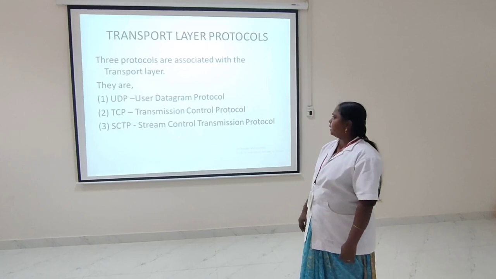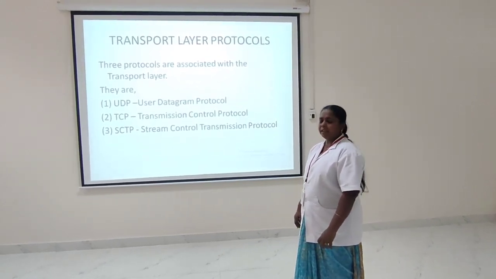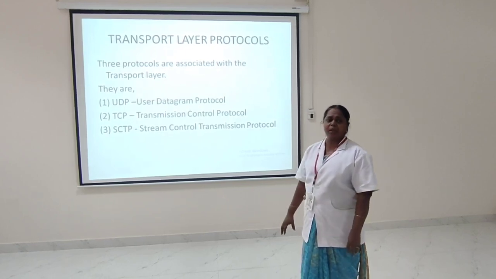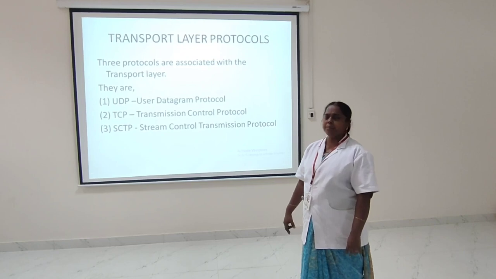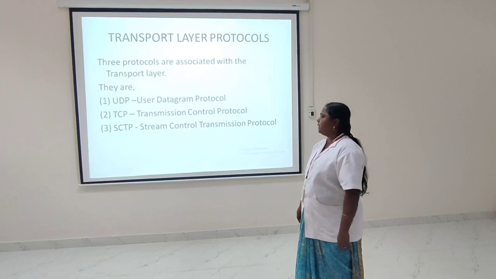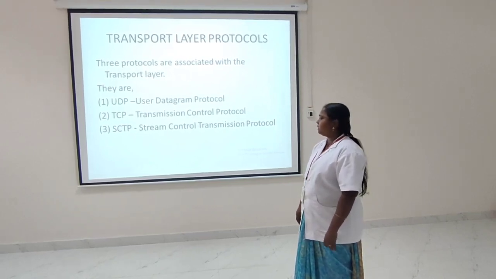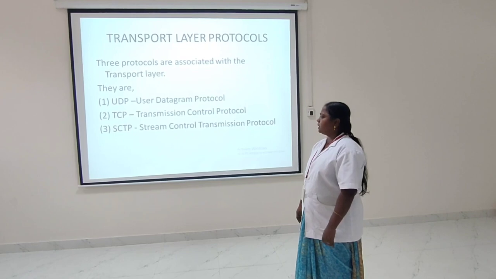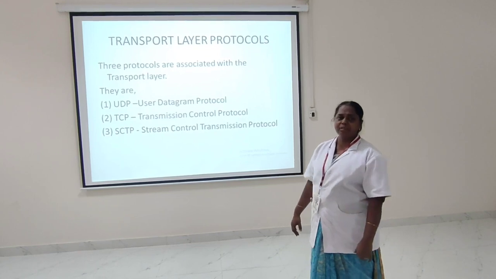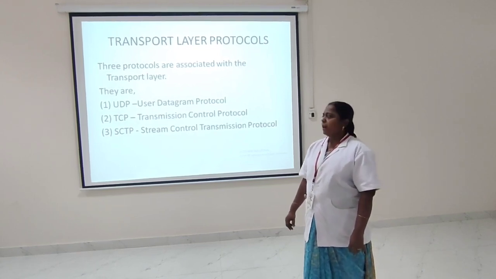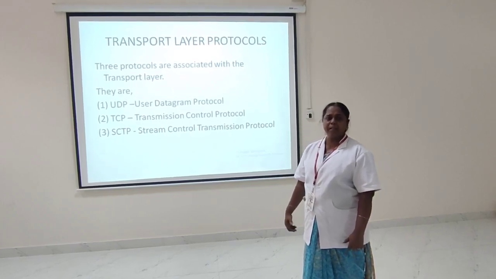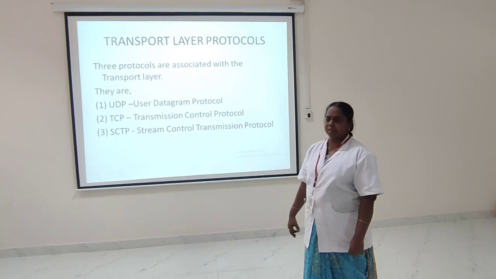Three types of protocols are associated with the transport layer. These are the popularly known three protocols. Nowadays some other protocols are also used, but these three are commonly used in the transport layer. One is UDP, User Datagram Protocol. Second, TCP, Transmission Control Protocol. And third is SCTP, Stream Control Transmission Protocol. UDP and TCP have special features for transferring packets, but SCTP combines the features of TCP and UDP, and also has extra features for transmission.